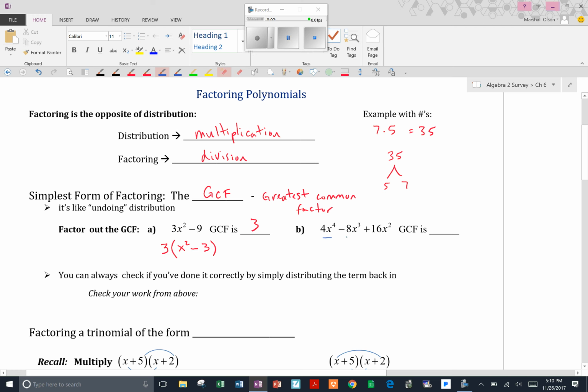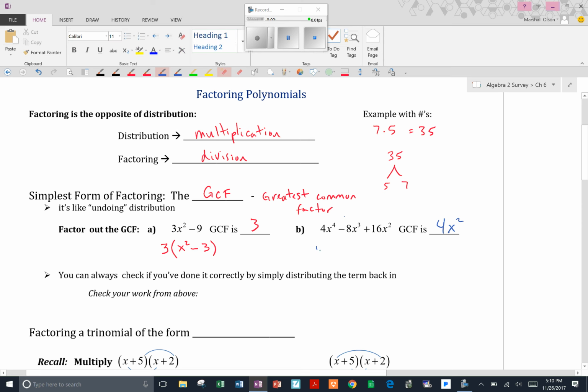If we look at the next one, we have 1, 2, 3 terms. Remember, terms are separated by the addition and subtraction. I see a common factor numerically of 4 because 4 goes into all of those numbers, 4, 8, and 16. When it comes to the variables there, we can get an x squared into all 3 of those terms. So we need to be thinking about what variable part can go into each of these things, and it's an x squared in this case.